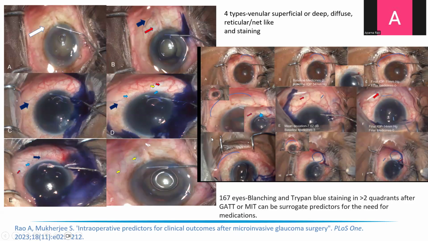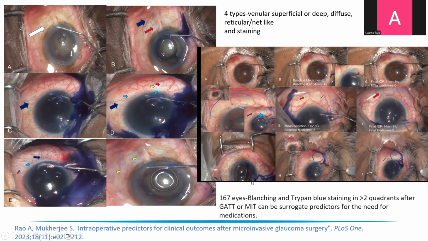In our earlier study evaluating these two techniques, we observed four different patterns of staining, namely superficial pattern of staining, a deep episcleral venous staining, reticular or net-like staining, and the fourth, a diffuse pattern of staining where there is a bluish hue that is visible rather than a particular vein getting stained.